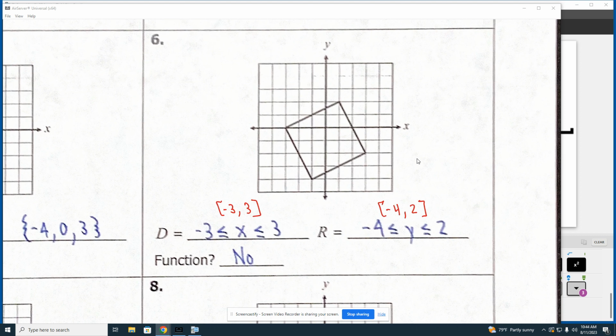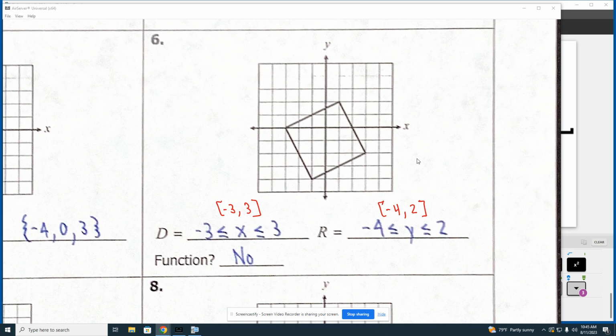So for domain, we said, hey, what's the furthest my x value can be to the left? And that was -3. And then we went, what's the furthest it can be on my right? Well, that's +3. So my domain was from -3 to +3. Okay? For range, we did y. We looked at the lowest value it could be on the y-axis. And then we went to the highest value it could have been on the y-axis. And we named that from -4 up to 2. So -4 to +2.